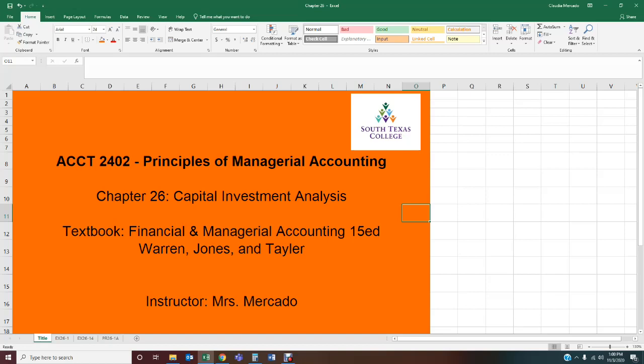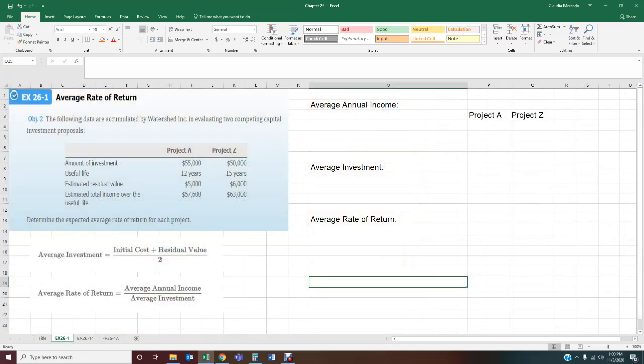And that problem is exercise 26-1. Okay, so exercise 26-1 deals with the average rate of return. Okay, so it says the following data is accumulated by Watershed Incorporated in evaluating two competing capital investment proposals. So we have two projects. We have Project A and Project C. Okay, the amount of the investment is $55,000 for Project A, $50,000 for Project C.